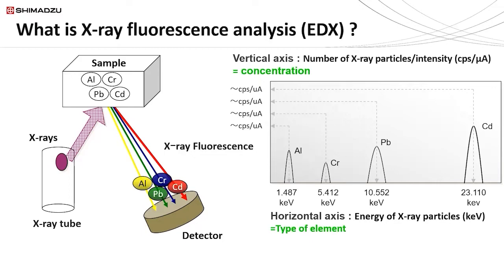Because these electronic relaxations are discrete, or basically energy orbitals, electronic orbitals within atoms are discrete, each X-ray fluorescent photon has its own characteristic energy that is dependent upon which element it came from. So for example, there's a particular energy like 1.487 keV for aluminum atoms, one for chromium and one for lead.